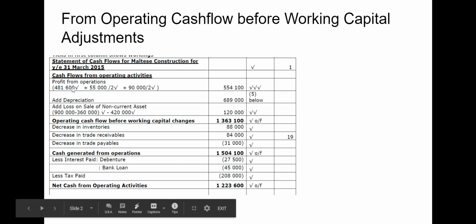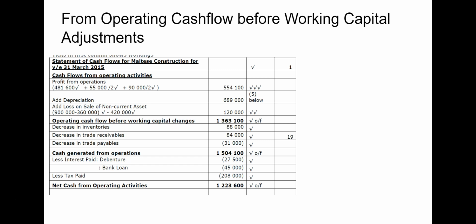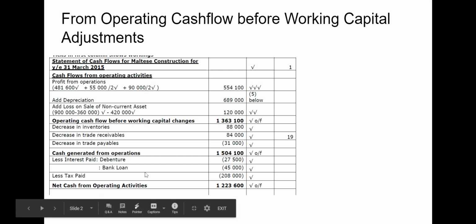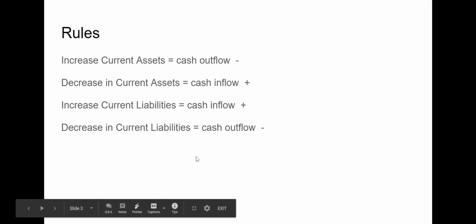Okay, so we've already covered in a previous video the adjustment for the non-cash expenses and non-cash incomes in the business. And we'll start now from operating cash flow before working capital changes, and we'll end this video at the net cash from the operating activities.